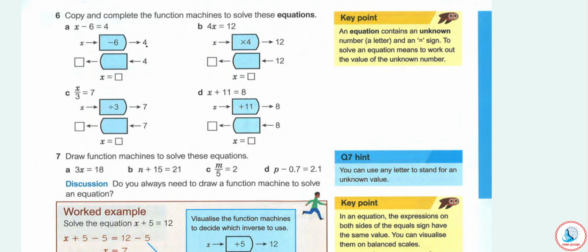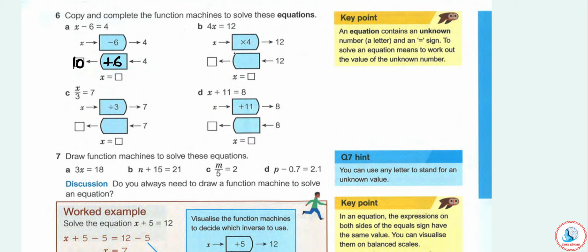Okay, now come to question number 6. Question number 6 says copy and complete the function machine to solve these equations. Question A says x minus 6 is equal to 4. x minus 6 is giving us 4. So 4 plus 6, we have to apply the inverse function here. 4 plus 6 is 10, right? And if you put the value of x as 10, then 10 minus 6 actually gives you 4. So we got the value of x, which is 10.